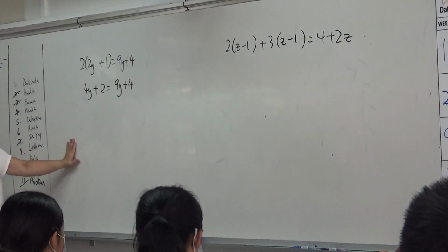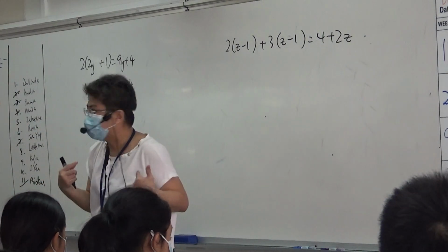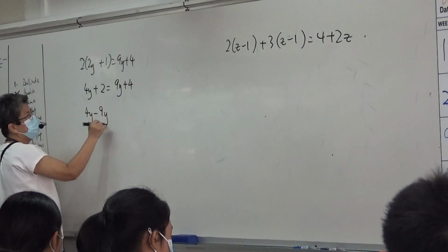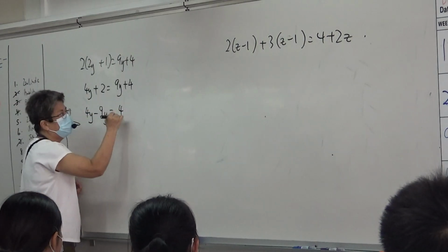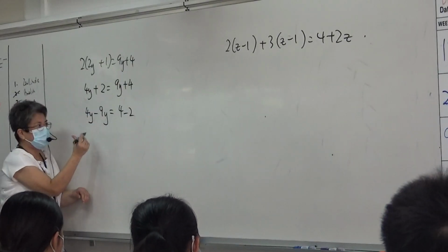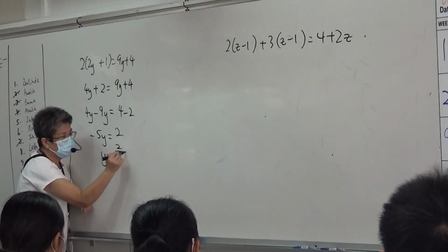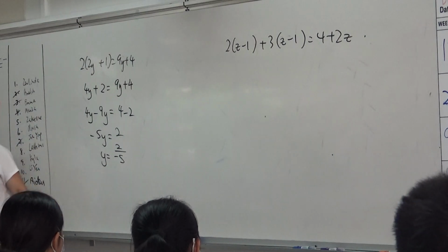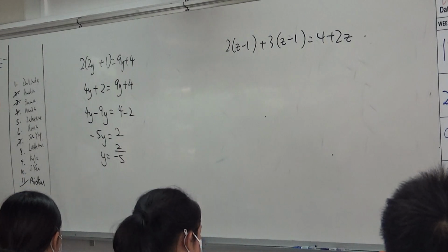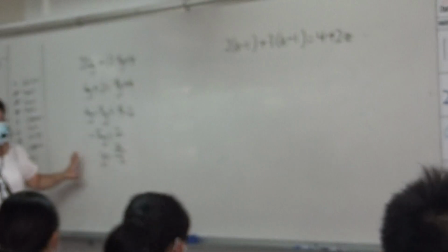Now, can you see that after I expand, I will change it to something I know already? What stays here? 4y minus 9y equals 4 minus 2, right? What is this? Negative 5y equals 2. So y equals 2 over negative 5. I told you before, the negative can be on top, below, or in the middle, it doesn't matter. Everybody clear? Yes or no? Okay. Copy this down.